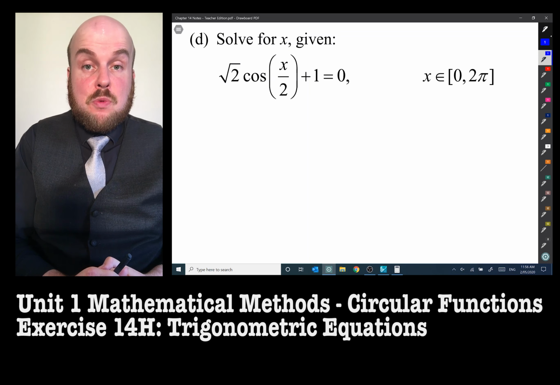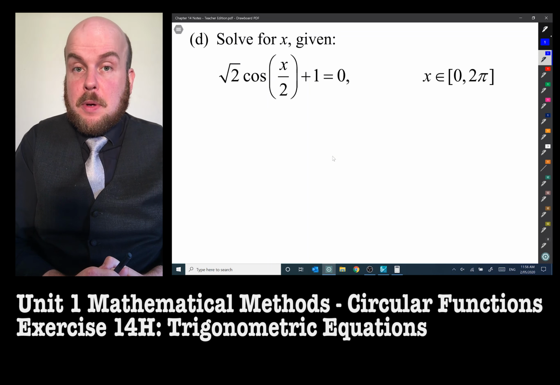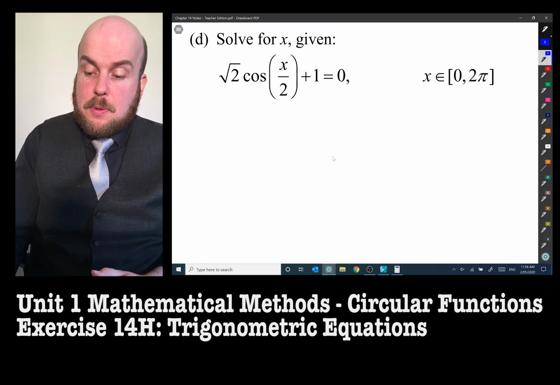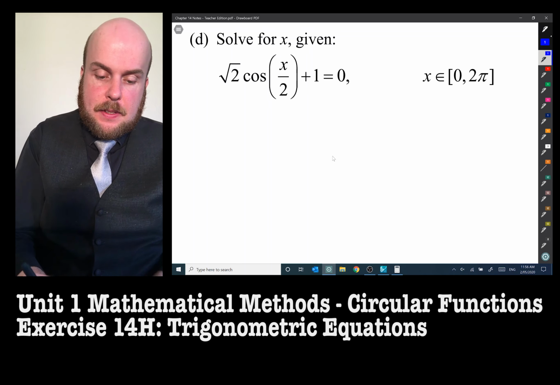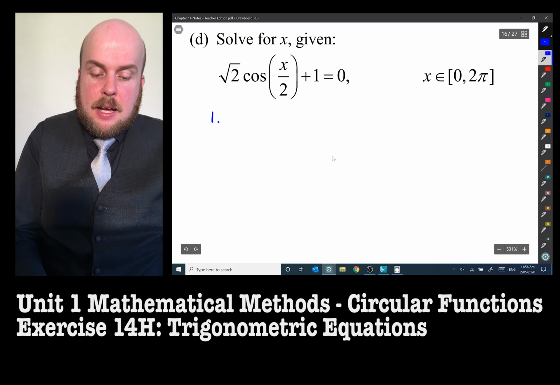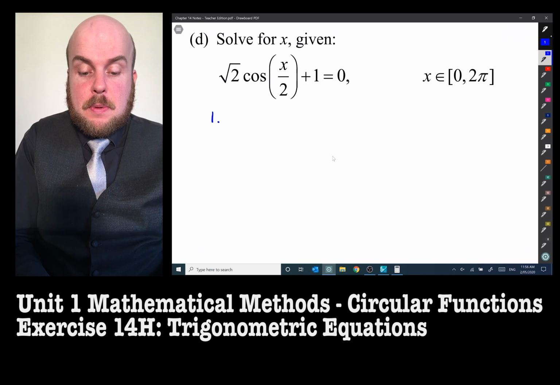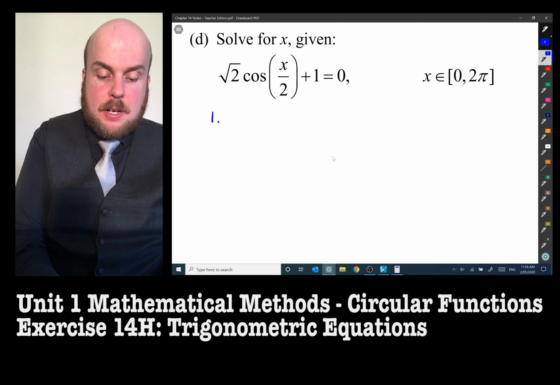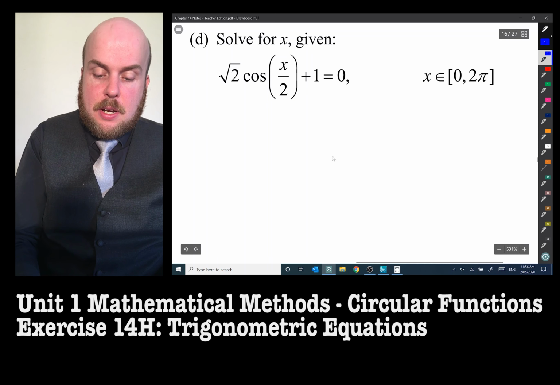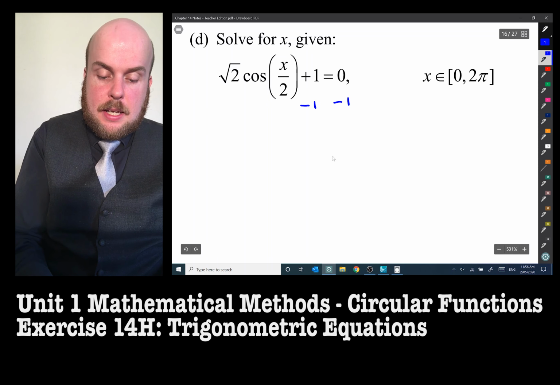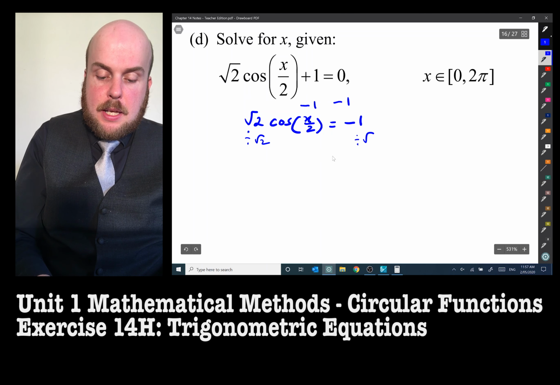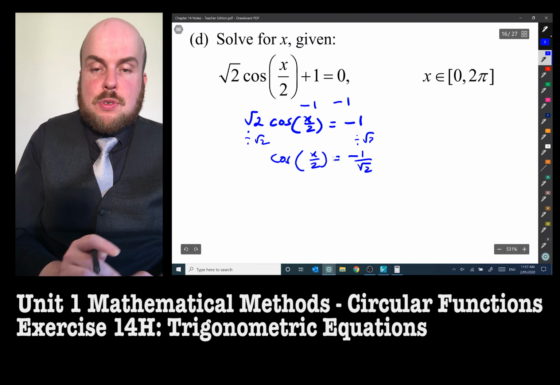Solve for x given root 2 cos(x/2) + 1 = 0, from x is 0 to 2 pi. So this one is back into radians. Is it positive? Well, we don't know if it's positive or not because we need to rearrange this equation. So we're going to minus 1 on both sides and get root 2 cos(x/2) = -1, and then divide both sides by root 2. You get cos(x/2) = -1 over root 2.